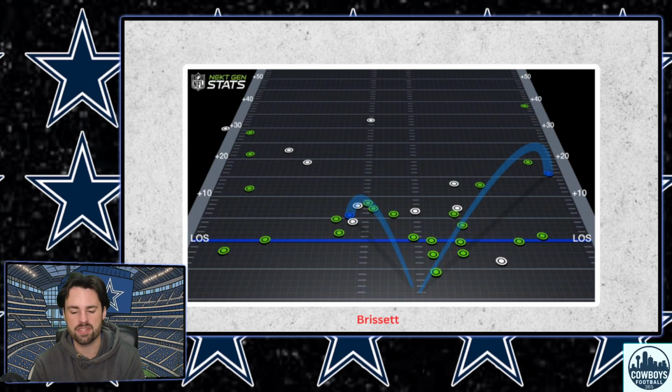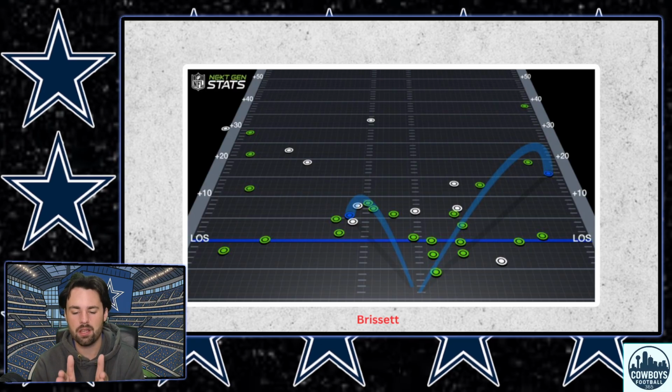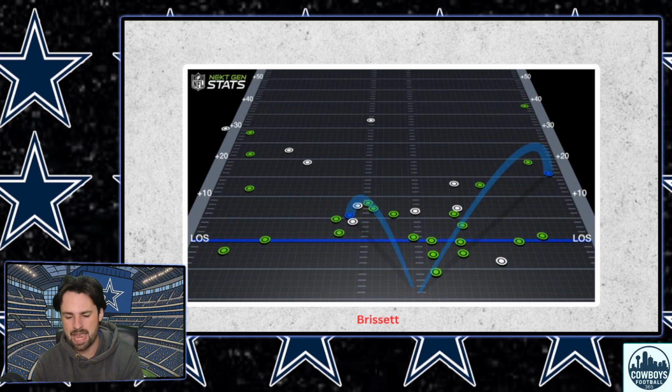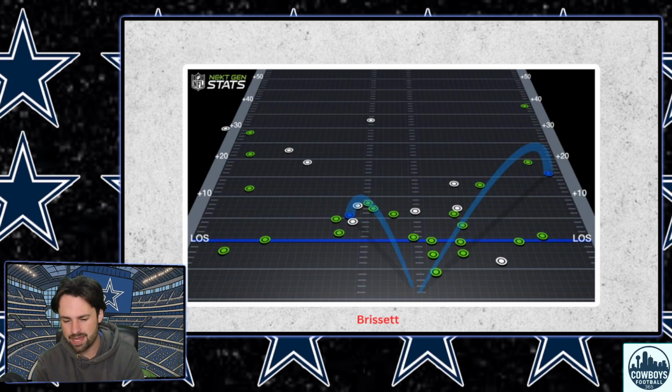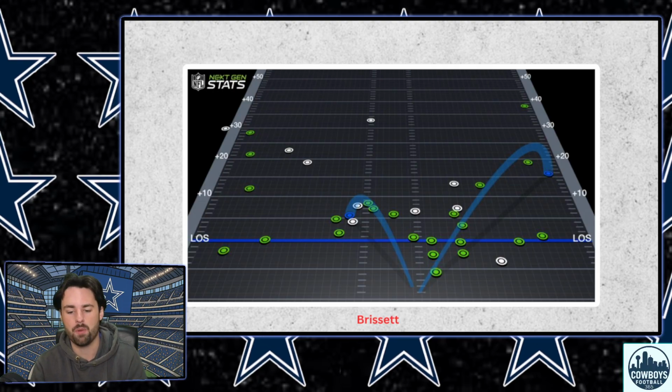Now, if you look at Jacoby Brissett, first, let's start off by looking inside the hash marks, where you can see a cluster of targets from Jacoby Brissett. We have just inside the hash marks 1, 2, 3, 4, 5, 6, about 7 short passes in the hash marks, and then 1 deep one for 8.